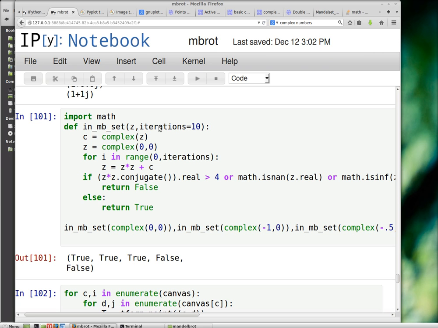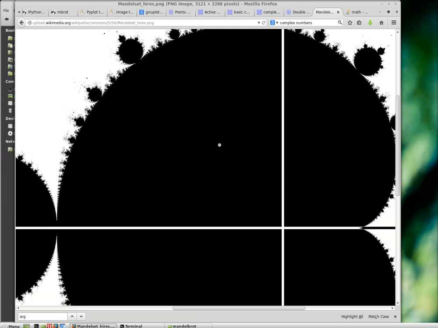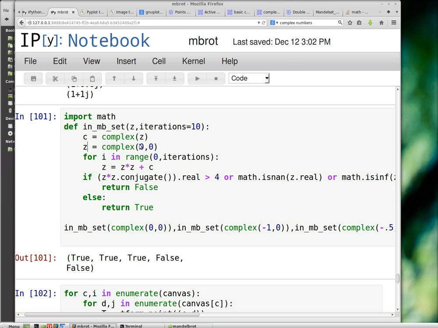So the default number of iterations is 10, and C is the number under consideration, which is the input. I probably should have called this variable C. The role C plays in the Mandelbrot set formula is that C is the point being considered. Here's C, right there. Is it in the Mandelbrot set or not? I don't know. Let's see. Z is initially complex 0. And then for the specified number of iterations, you do the Mandelbrot recurrence: the new Z is the old Z times itself plus C.